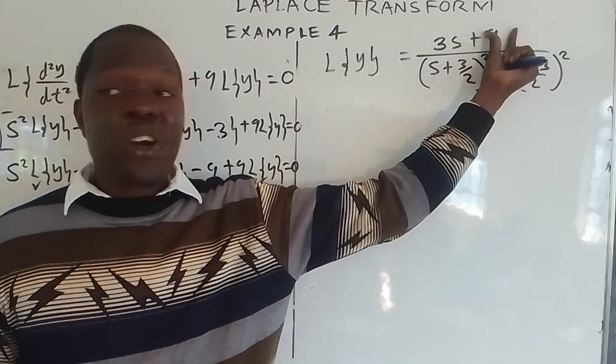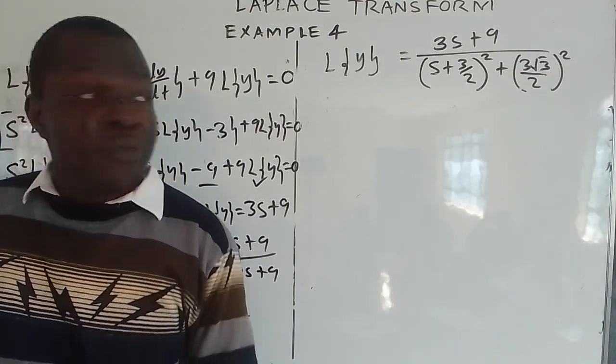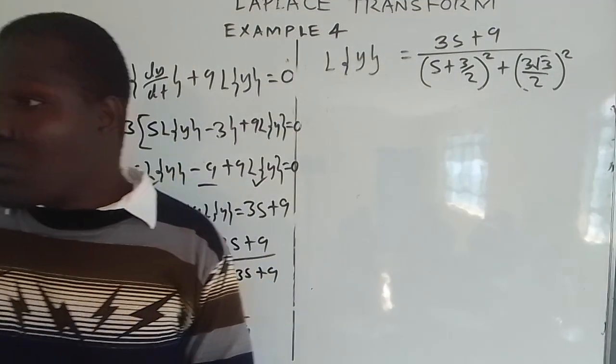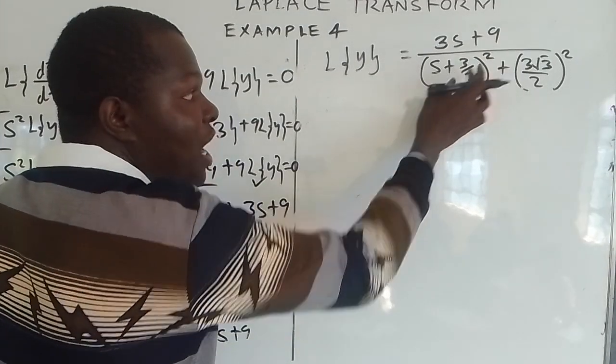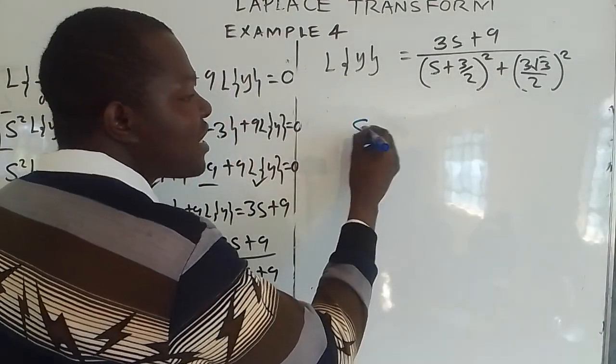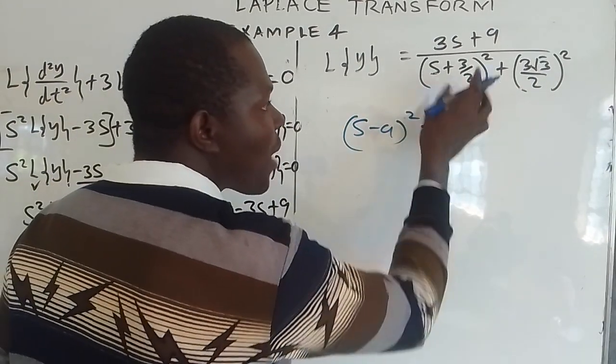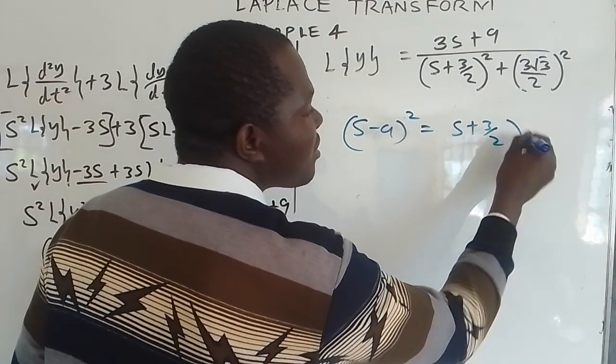Then you will separate the constant part to be a product of exponential and sine, isn't it? So before you separate that, this is what you do. A, you've already found, this is supposed to be s plus 3 over 2. It is supposed to be s minus a squared, isn't it? So this your s minus a squared, here you have it as s plus 3 over 2 squared.